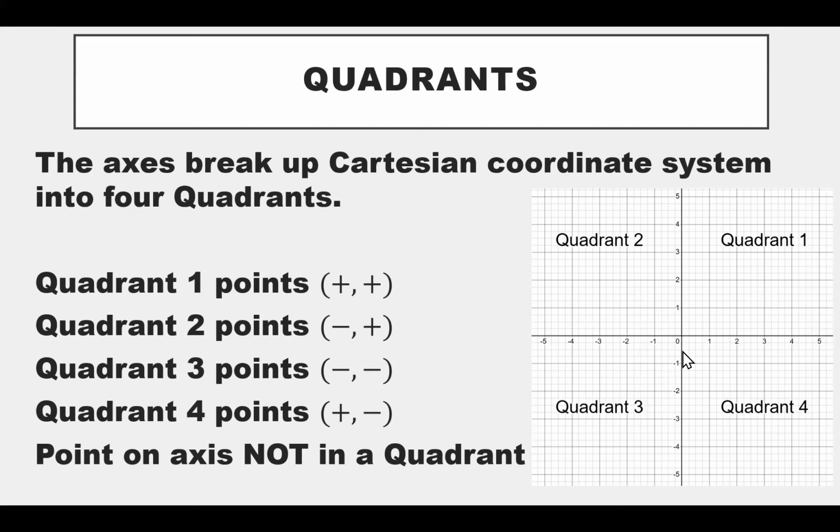Now, you might ask, what if a point is on the axis? For instance, what about the origin? Or what about another point that's on the axis? Well, points on an axis are technically not in a quadrant. And that means they'd have a 0 value as their x value or as their y value. Points on an axis are not in a quadrant, and those will have a 0 in the x position or a 0 in the y position.